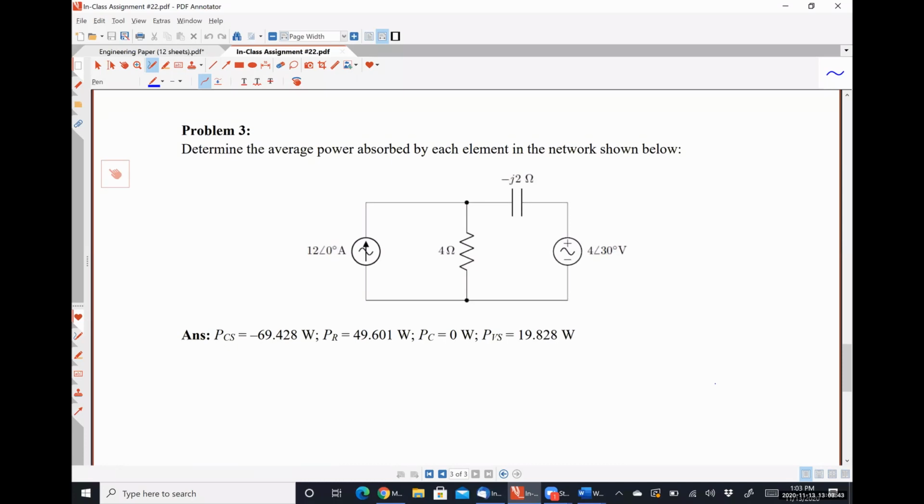So this is a problem we're talking about, right? Okay, find the average power absorbed by each element in the network shown below. So which way do you want to do this? By that, I mean, this in-class assignment is technically from a time before we knew about effective values and complex power relationships. So do you want to do it using the other way of doing it, or do you want to use the complex power relationships?